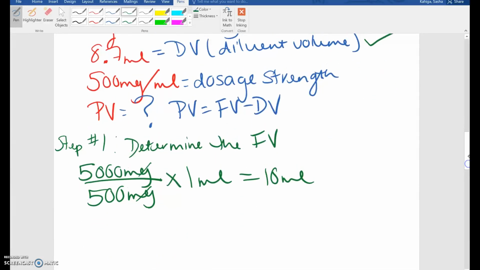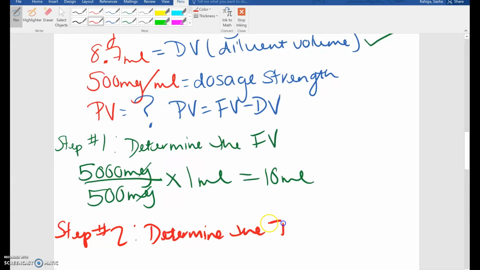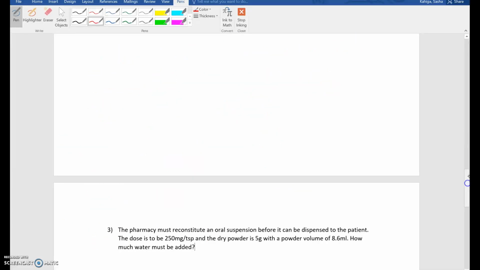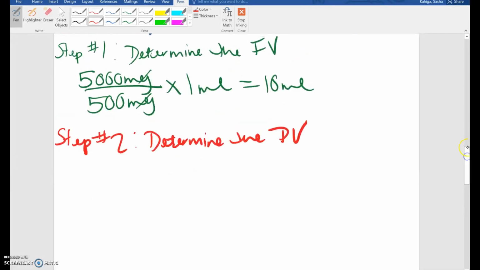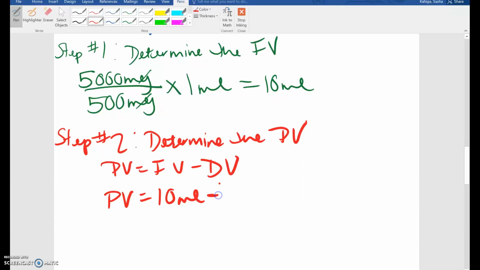Now that you determine what your final volume is, step two is to determine the powder volume. So the formula is still the same. PV equals FV minus DV. You calculated your final volume to be 10 milliliters. The diluent volume that was added was 8.7 milliliters. You subtract the two, and your powder volume for this problem is 1.3 milliliters.